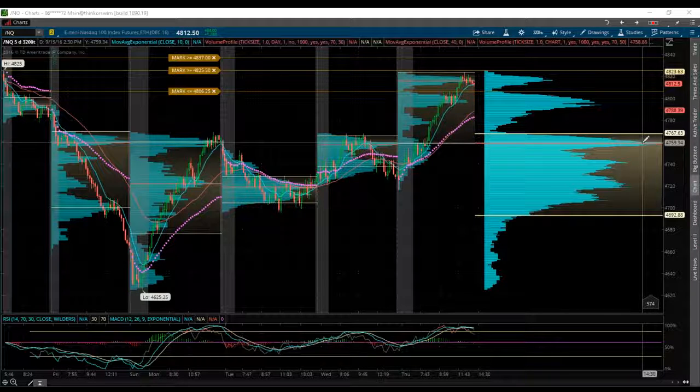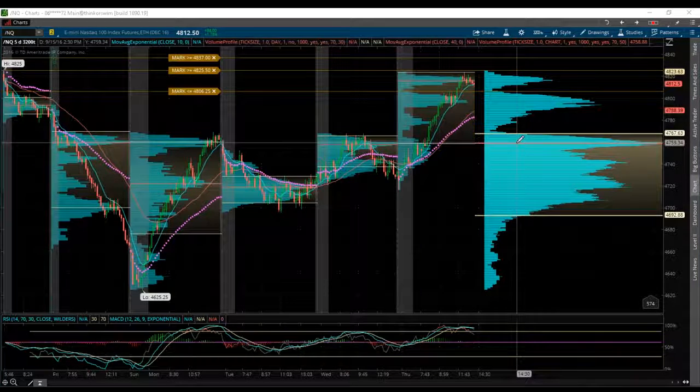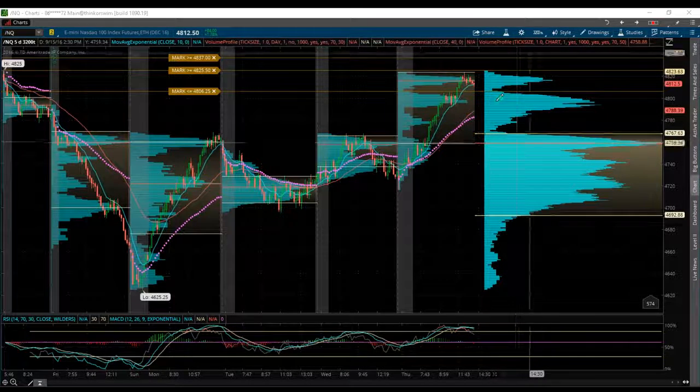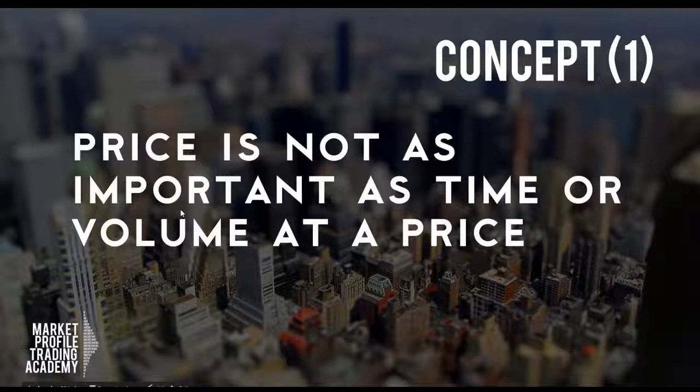So if I look for this market to try to find a place to get support to go higher, where's it going to go? That's a place that it's likely going to go, because there's been so much agreement about that price, and that's a place that I could define as a potential entry if I wanted to get long. So price is not as important as time or volume at a price. Concept number two.